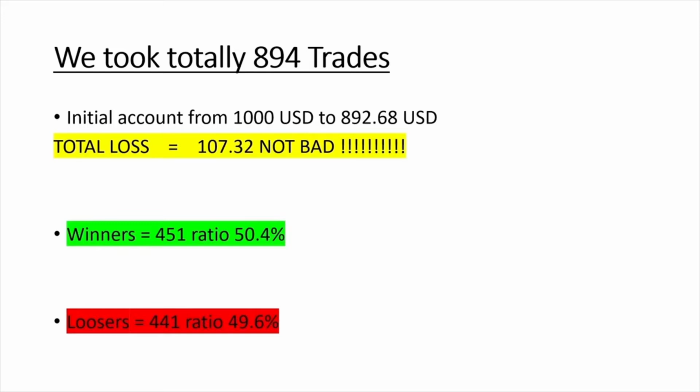I have to recognize that this system generates trades again and again and again. I mean, there are too many, considering the fact that we did the experiment in 5 days. So imagine having a system that can generate so many trades. Of course, it was in the 1 minute time frame. If we change the time frames, the trades will reduce significantly. We have a winning ratio of 50.4%. 451 trades were winners.